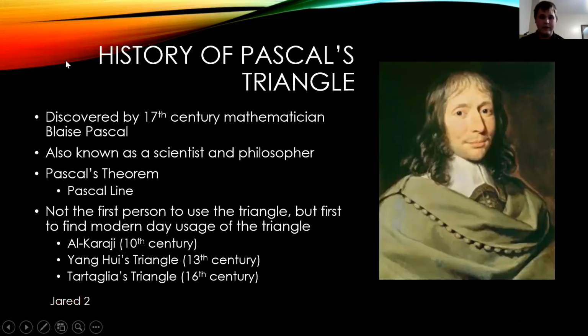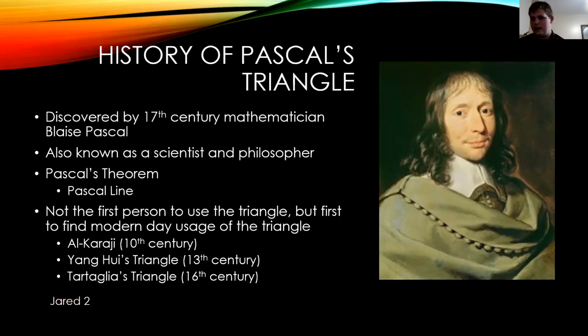The triangle itself has actually existed as early as the 10th century and was reformed in the 13th and 16th centuries by the folks you see listed in the 4th section of the PowerPoint. But the modern triangle didn't come to fruition until the 17th century, when it was developed by Blaise Pascal, who was a well-known scientist, philosopher, and mathematician.